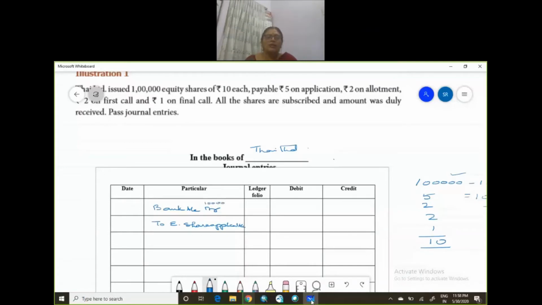So what is the total number of shares? 1 lakh shares into what are you going to get for application? Only 5 rupees, okay? So you can write here rupees. So you're going to get 5 lakhs on application. Okay, you have deposited this much money in the bank. So money received on application.